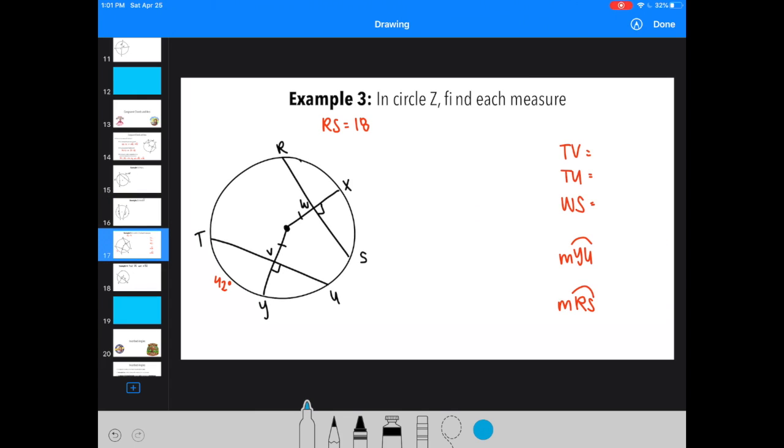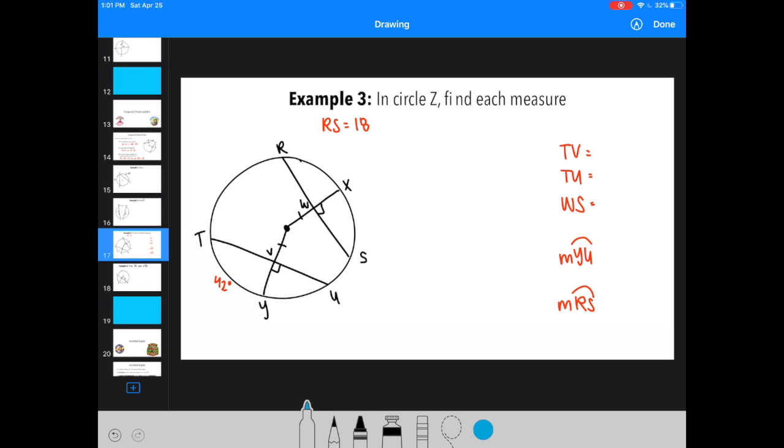All right, example 3. In circle Z, find each measure. Okay, this is going to be kind of composing all of those rules that we looked at the beginning. Okay, so let's take it step by step. I am wanting to find segment TV. Okay.